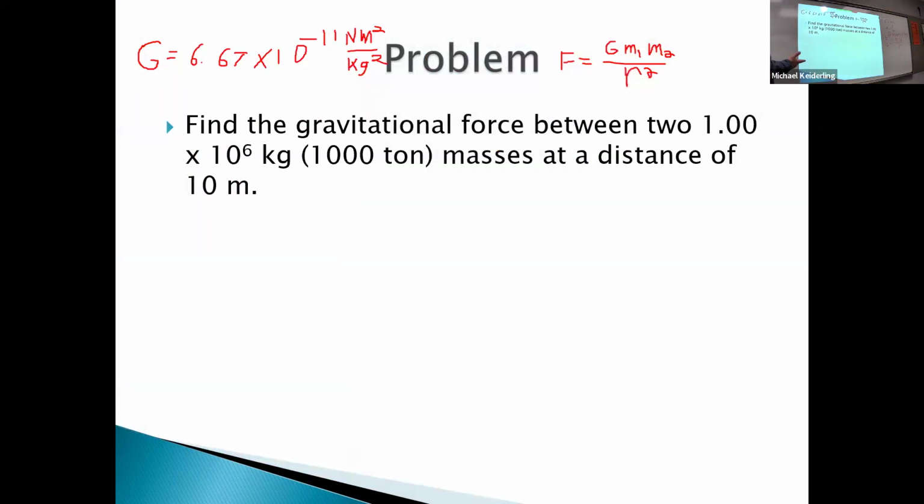So here, let's find the gravitational force between two 1,000 ton or 1 times 10 to the 6 kilogram masses at a distance of 10 meters. Nice round numbers. So that's 1,000,000 kilograms each for mass 1 and mass 2. The distance between them, the radius, is 10 meters. And remember, G is 6.67 times 10 to the minus 11.